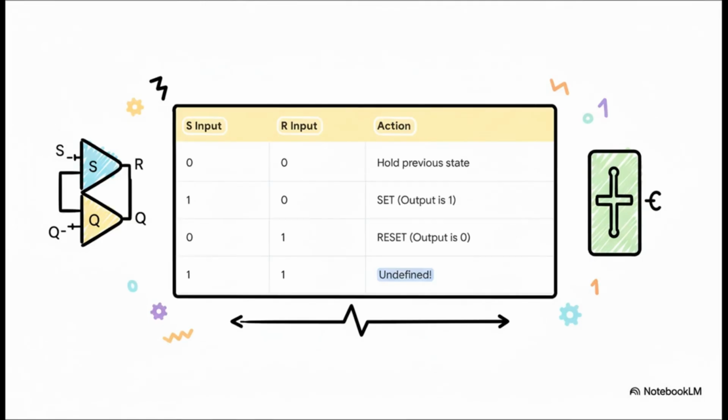Okay, let's just walk through this. If S and R are both 0, it holds its state. Perfect, that's what we want. If you make S a 1, it sets the output to 1. If you make R a 1, it resets the output to 0. This is all working beautifully.